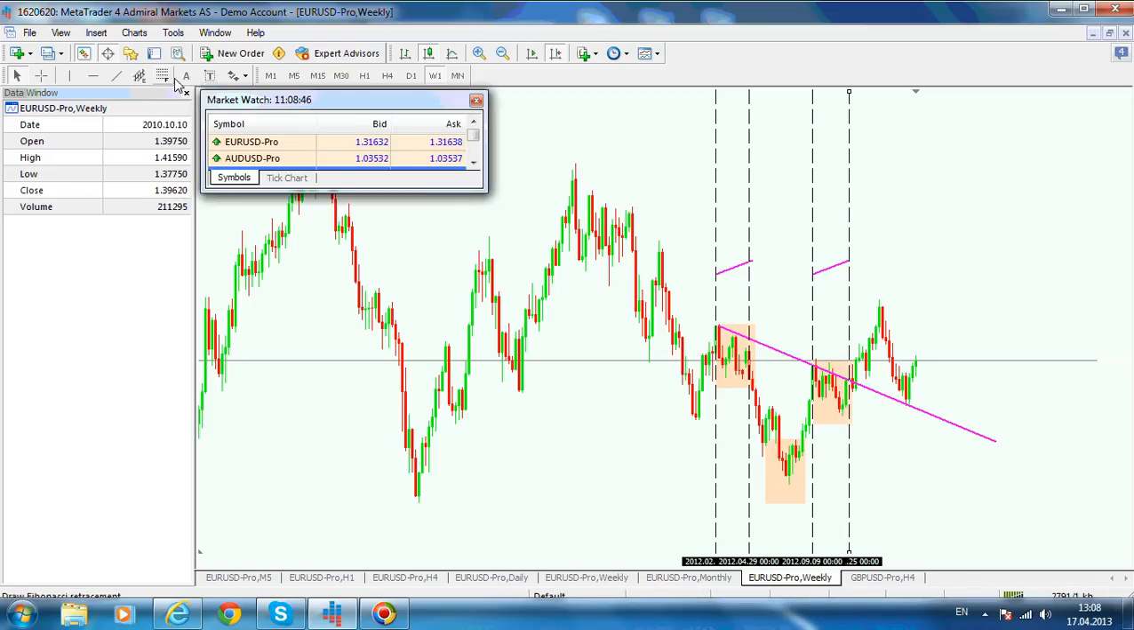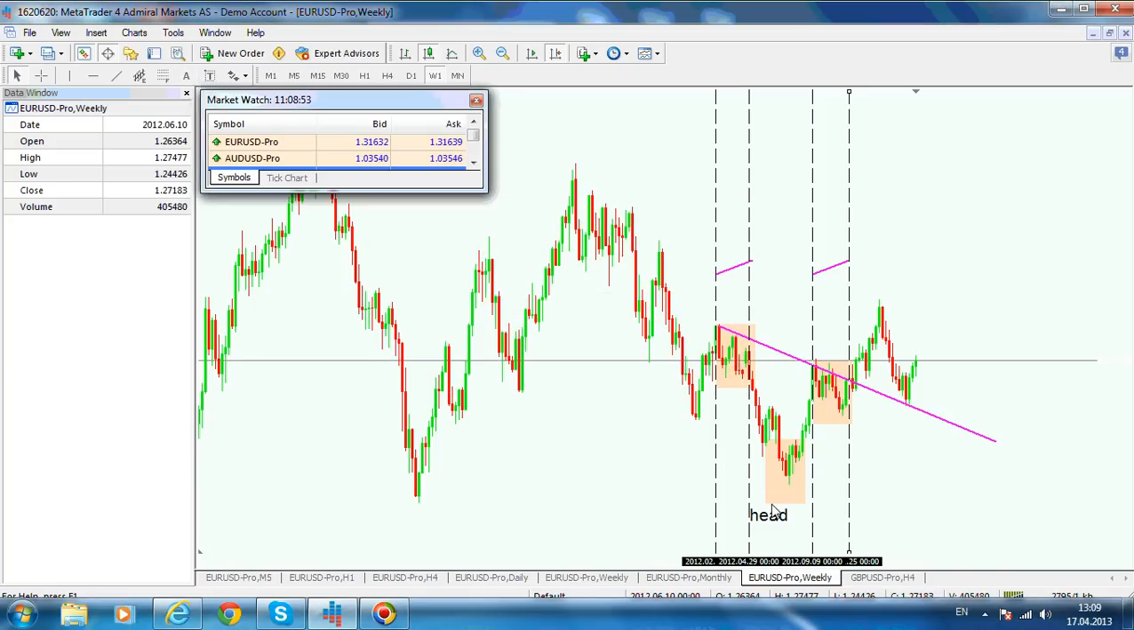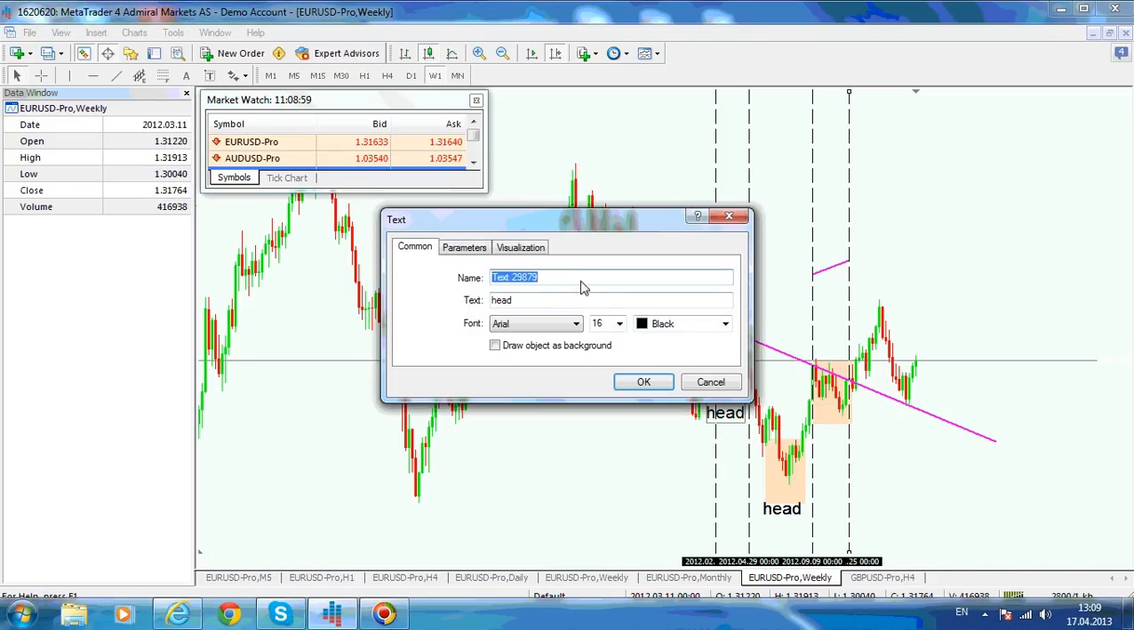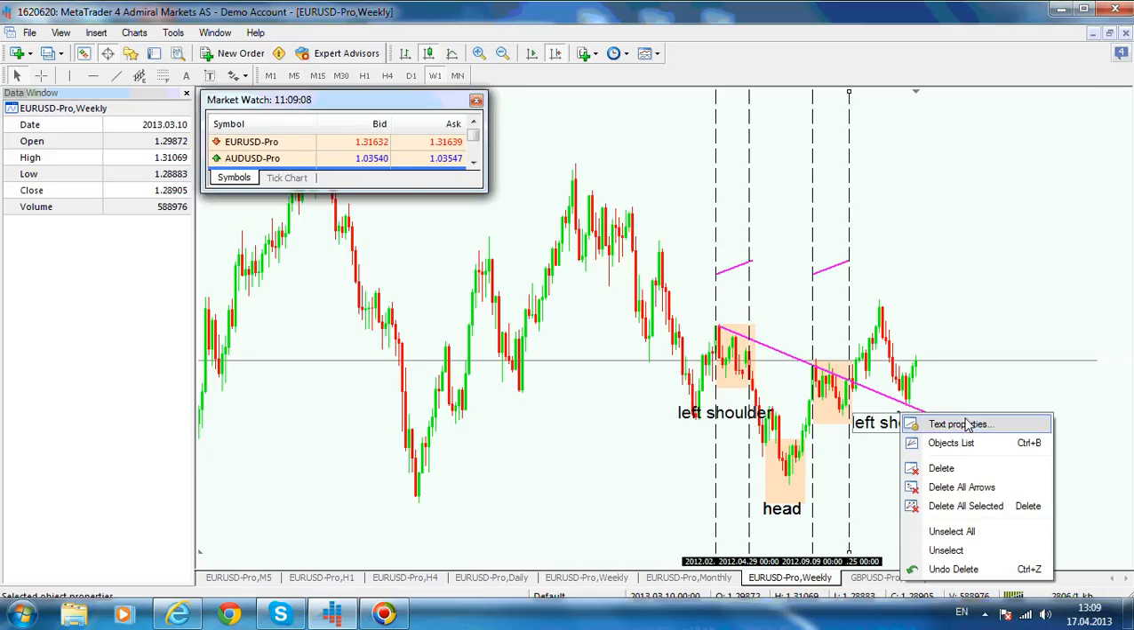So right there, this is the head, and then in here this is being called a left shoulder, and this is the right shoulder.